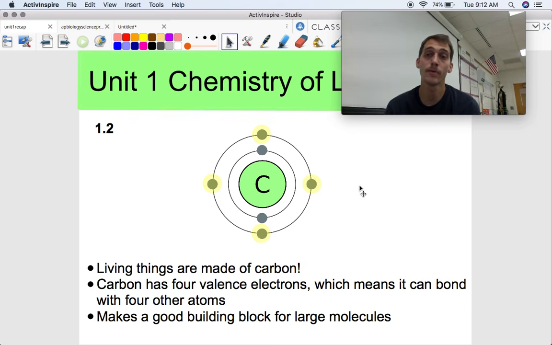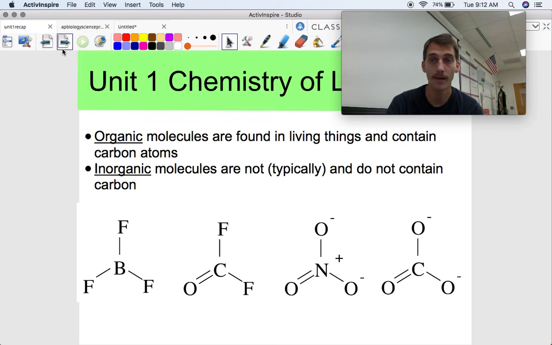So a lot of the molecules that we're going to be looking at in this unit have carbon at the center of it, literally at the center of it. And that's a really big deal. Okay, that's why carbon is really good for making biological molecules. Perhaps carbon is so important that we even categorize chemistry and molecules into 2 different groups on whether or not it has carbon. Organic molecules are found in living things and contain carbon. Inorganic molecules are not typically found in living things and do not contain carbon.